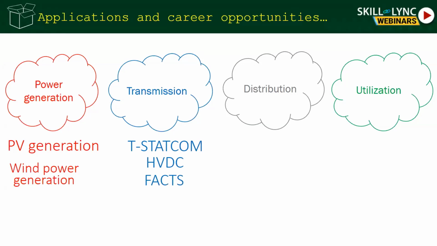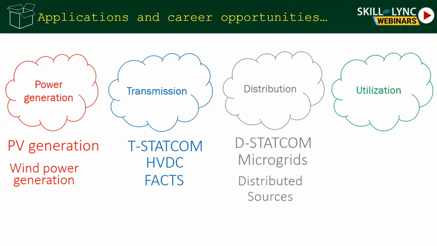When we talk about flexible AC transmission systems, they are all FACTS devices, right? In distribution, the STATCOM and the microgrids and distributed sources, whatever you are hearing about, rooftop based PV power generation, all those are based on power electronics. Utilization, of course, is unlimited. All the appliances that you are seeing, right from a small fan regulator to your washing machines and printers, everything has a lot of power electronics inside it.